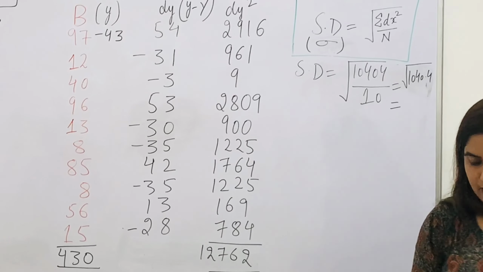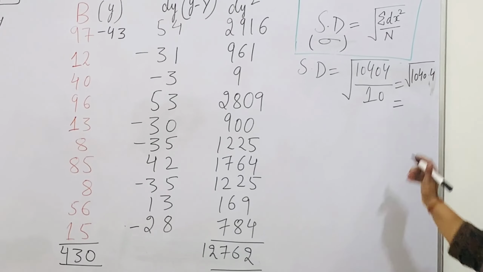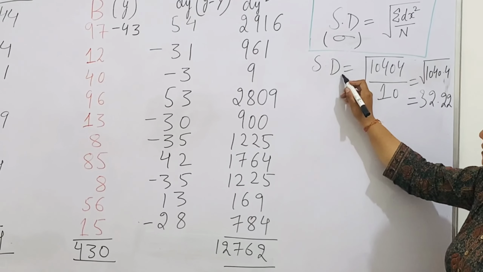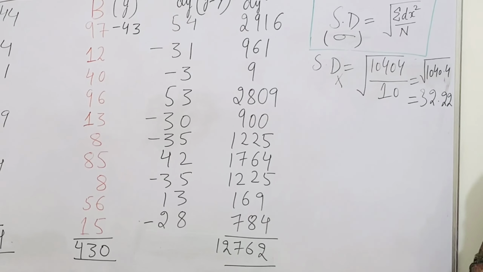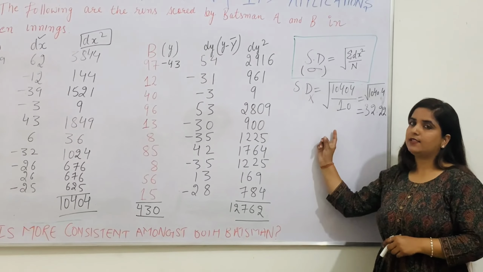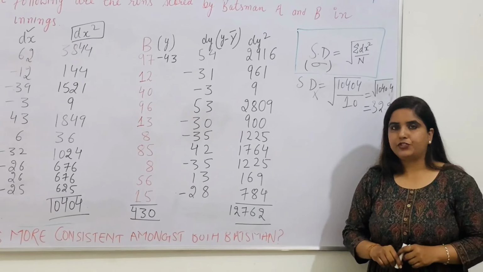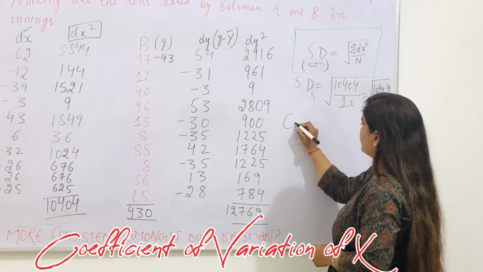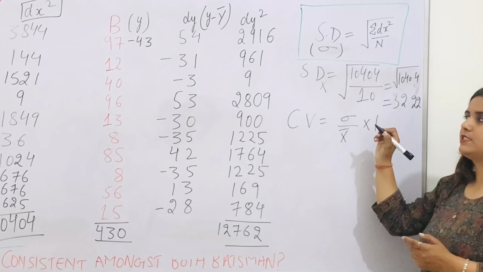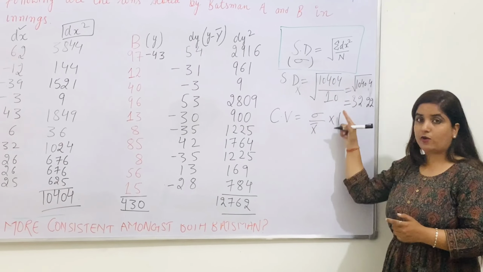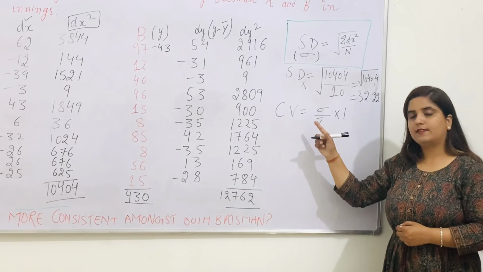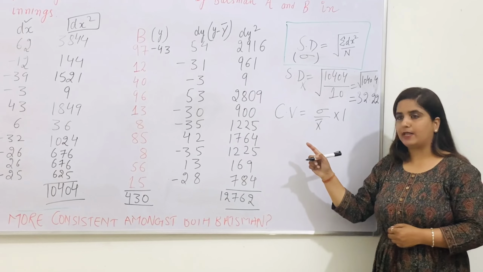The answer for the square root of this value will be 32.22. The calculation is not yet over, because as I have already discussed, the coefficient of variation will decide the consistency, not only the standard deviation. So we have to find the coefficient of variation also. Here is the formula of coefficient of variation for batsman A, because whatever we are doing for X is related to the first batsman. Whatever we do for Y will be for batsman B, the second batsman.